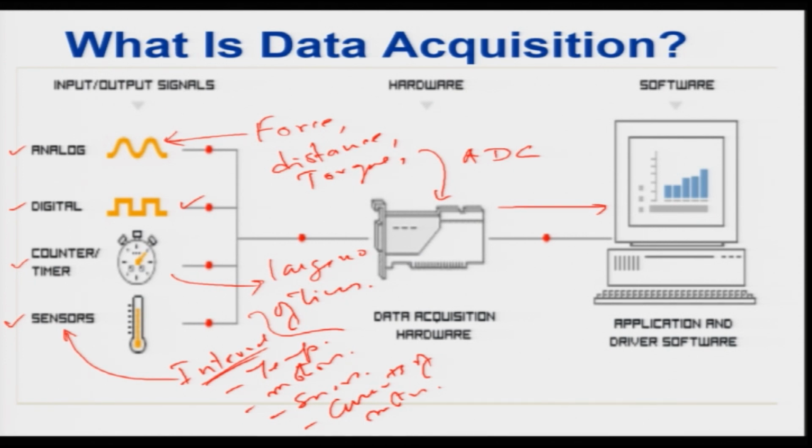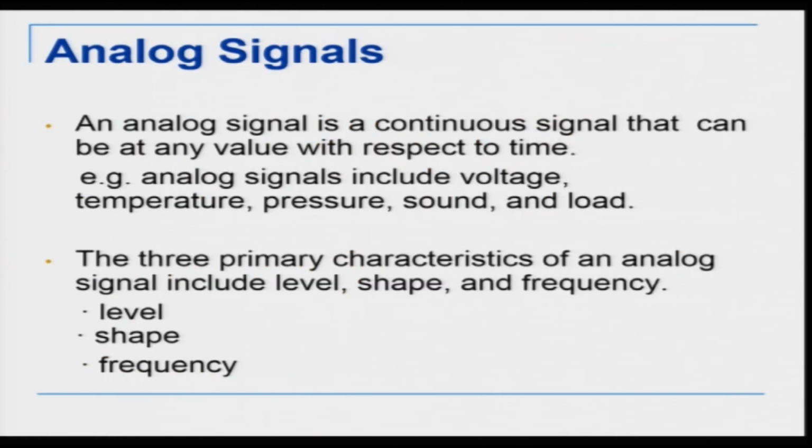Now, all this information, analog sensory information, digital, then counters, sensors, are passed through this data acquisition hardware, which consists of ADCs and DSCs and signal conditioning, and then it is passed on to the computer for performing the program. Okay. So, we will not go into the very details of this, but it basically means that analog signal.